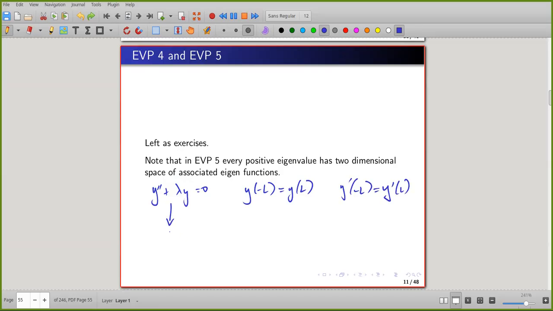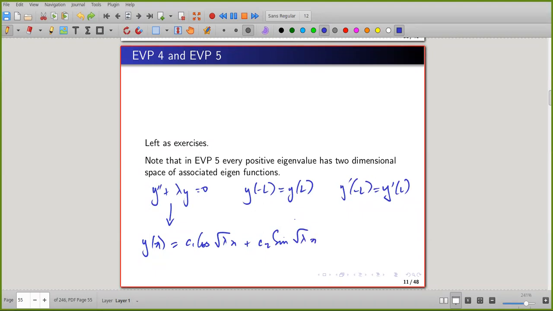Right? But as soon as we have this and lambda is positive, what do we have then? You can check that if lambda equal to 0, we will only get the constant functions. And if lambda is positive, then our general solution will be y of x equal to c1 cos root lambda x plus c2 sine root lambda x.